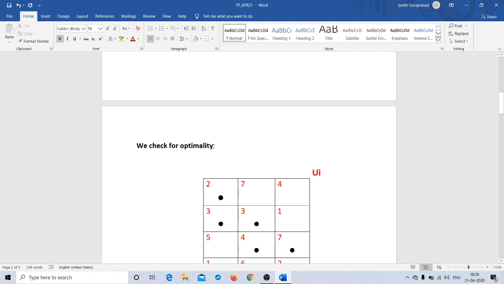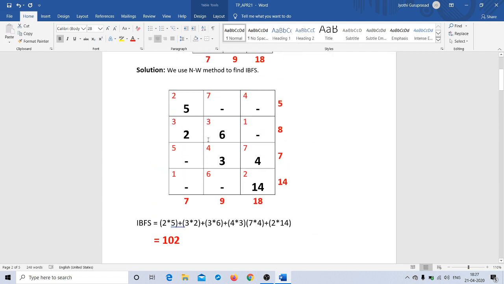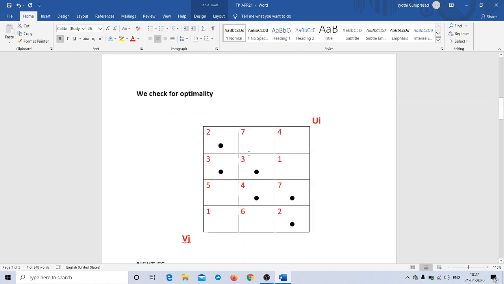When I proceed for optimality, I adopt the MODI method, that is the modified distribution method, wherein I find the values of Ui and Vj. Now this is the matrix. The integer numbers written on the top left side are the cost associated with each cell, and the dots or the bullets are those cells where allocation is made. That is, we are getting this from this particular matrix.